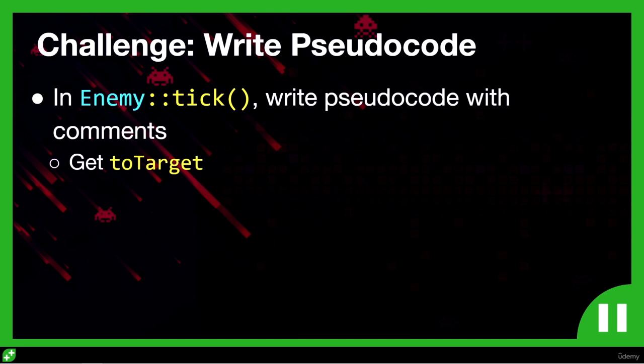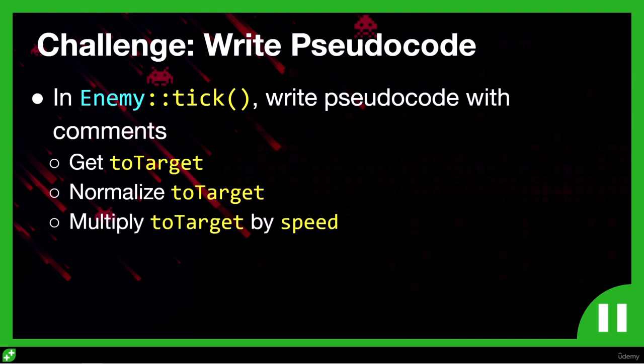First, we need to get the toTarget vector. Next, we need to normalize this vector. Next, we need to multiply it by speed. And finally, we need to move the enemy, in other words, set the world position vector. Put these comments at the top of the tick function before anything else. When you're finished, share your results in the discussion and see what other students have come up with. Pause the video and do this now.